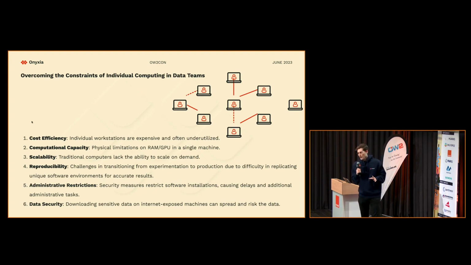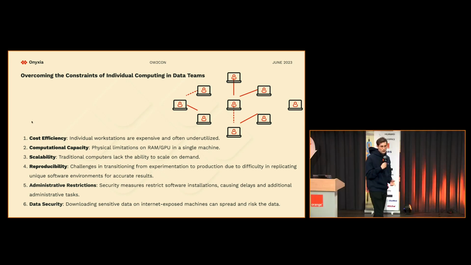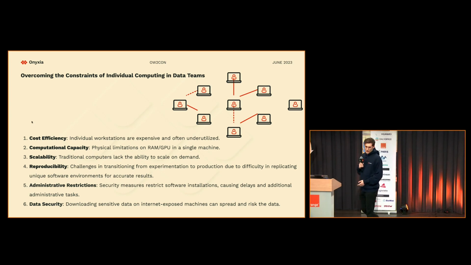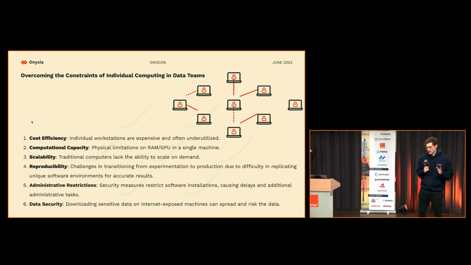So at the core, what is the problem Onyxia is trying to solve? When you have a data team, a team of data scientists, the default approach is to provide them with individual workstations. What I mean by workstation is computers that are more powerful than the average Lenovo, with maybe a lot of RAM and a graphics card, a GPU, something like this. This approach has many limitations.